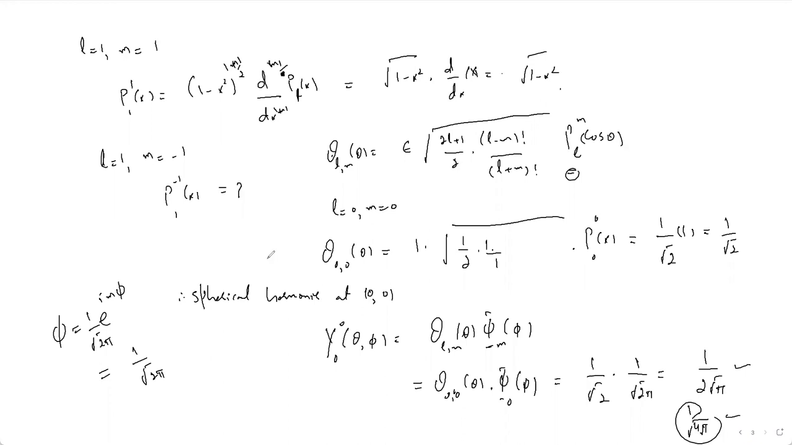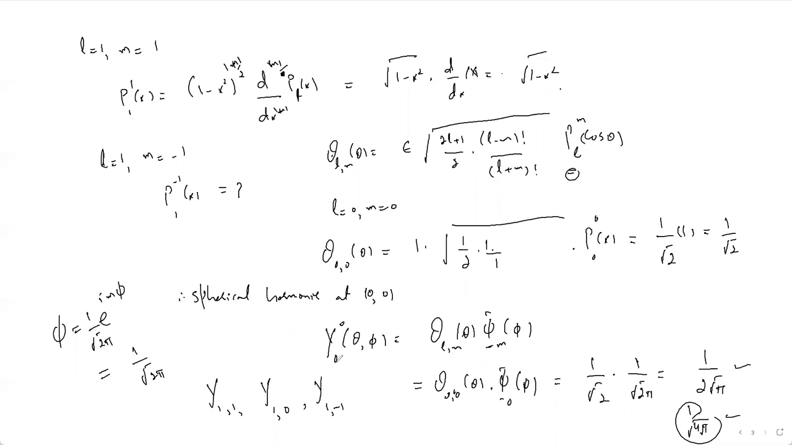Similarly, you can find the values for the other harmonics, like the spherical harmonics Y 1 1, and also 1 0, which we have already found. You can also find 1 minus 1. So for L equal to 1, m can take the values minus 1, 0 and 1. So you can find these different values.